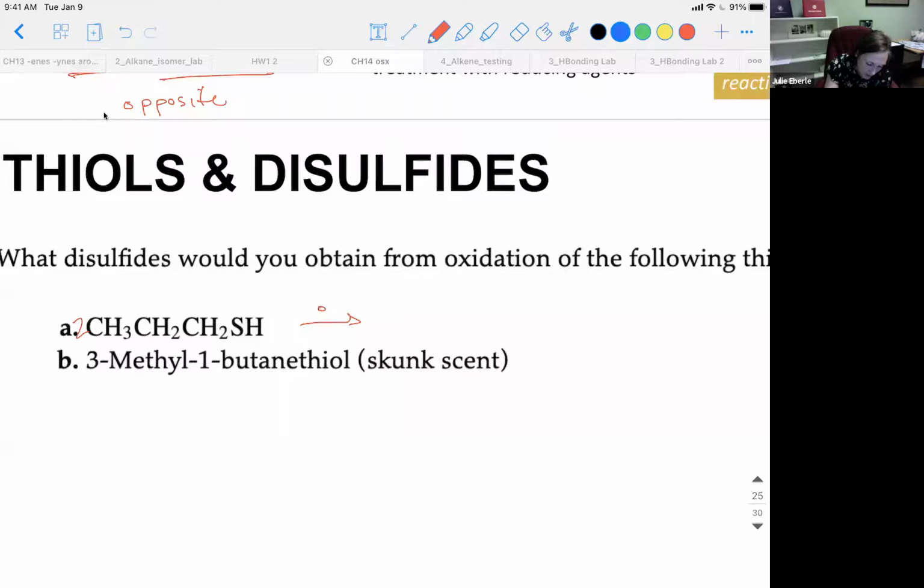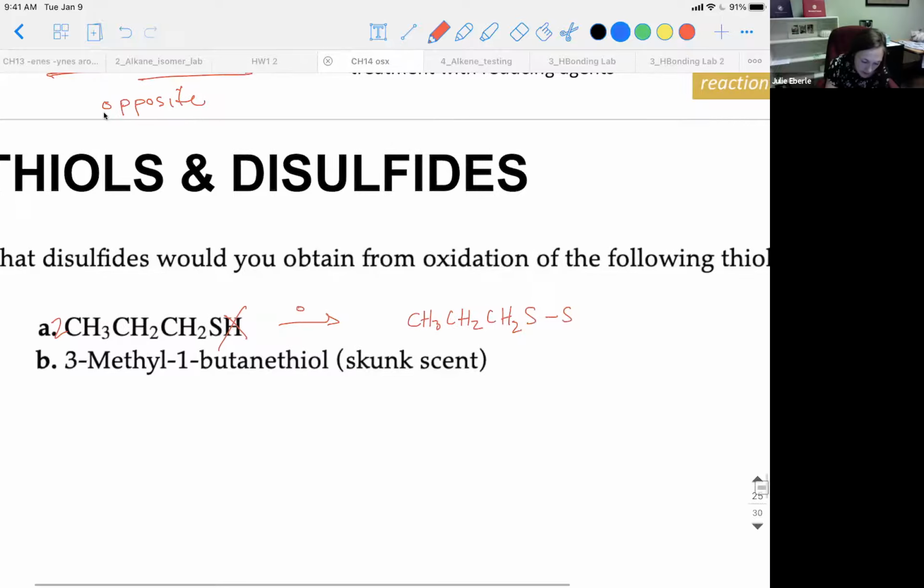Okay, so we would get CH3, CH2, CH2. Now here's the S. Now the H is going to go, and we're going to have an identical molecule bonded through its sulfur. So we're going to bond to the sulfur there and then just write the rest of the molecule, CH2, CH2, CH3. And here is the disulfide.